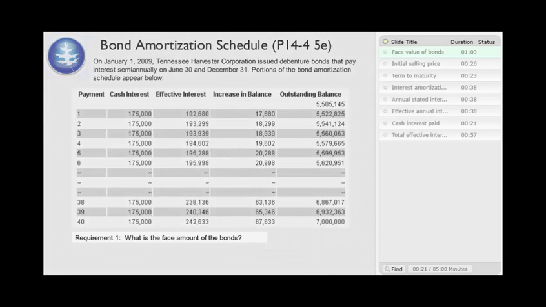Requirement 1 asks us what is the face amount of the bonds. If you look to the far right column, outstanding balance, you see that the outstanding balance is growing over time. At the end of the bond period, the 40th payment, the outstanding balance grows to $7 million. This tells us that we've had a bond discount, and over time we're amortizing the discount, and eventually we're leading up to the bond's face amount. $7 million is the face amount of the bonds.